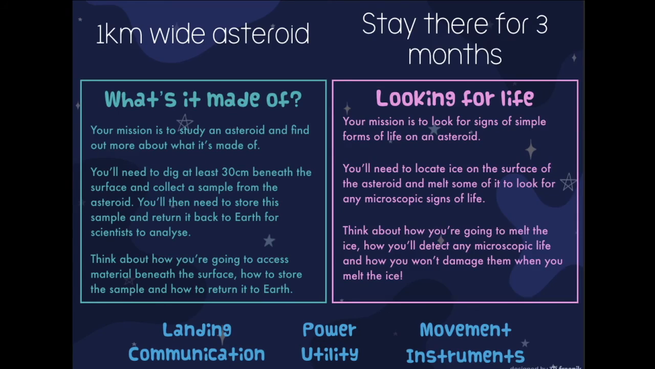So before you begin, this is a final recap of what you need to think about. You're going to be landing on a 1 kilometer wide asteroid, and you're going to be staying there for 3 months. There are 2 missions you can do, what's it made of and looking for life. And the things you need to think about are the landing, the power, the movement, the communication, the utility, the instruments, and anything else that you can think of.